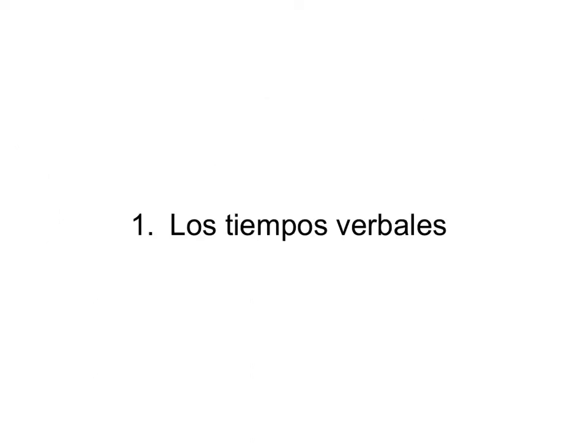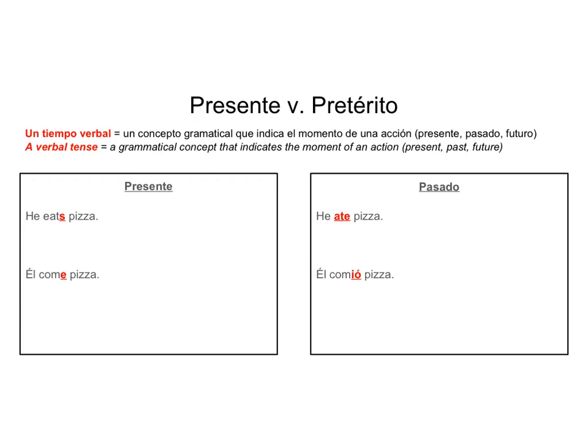So the first thing we need to talk about is the definition of a verbal tense, or un tiempo verbal. Un tiempo verbal es un concepto gramatical que indica el momento de una acción, por ejemplo, presente, el pasado, o el futuro. So a verbal tense is a grammatical concept that indicates the moment of an action, whether it's the present, the past, or the future.